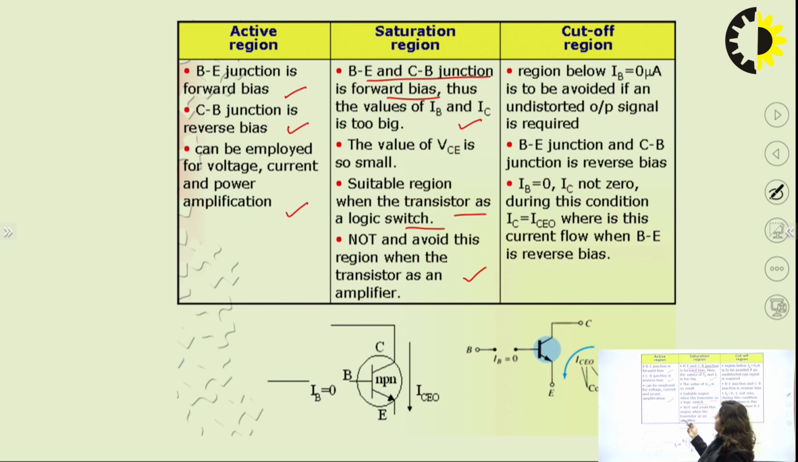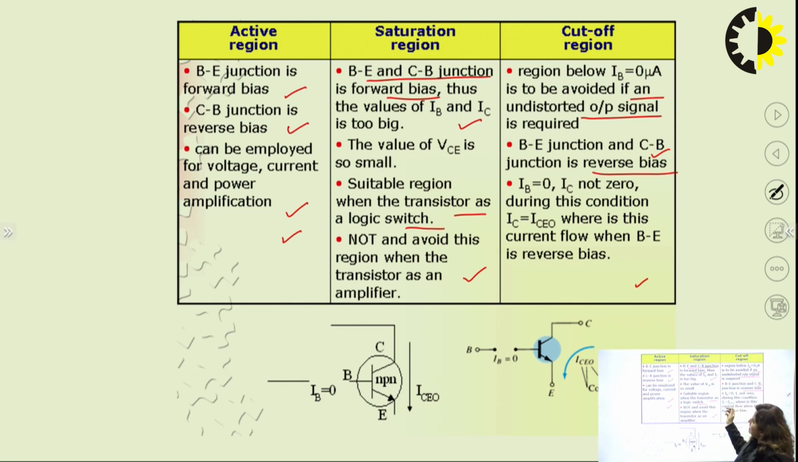So whenever you are using the transistor as an amplifier in the active region, you cannot use it as a saturation region or as a logic switch. Similarly, in the cutoff region, what will happen? The region below IB equal to 0 microampere, which I have shown you in the earlier diagram, is to be avoided if an undistorted output signal is required. Here, the base and emitter junction and the collector and base junction are both in reverse bias.